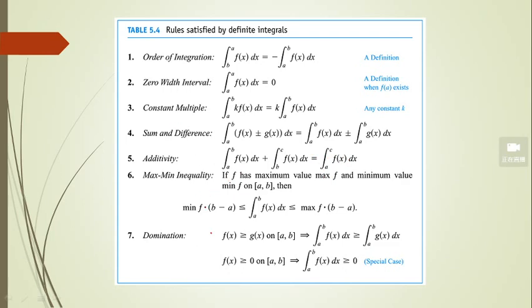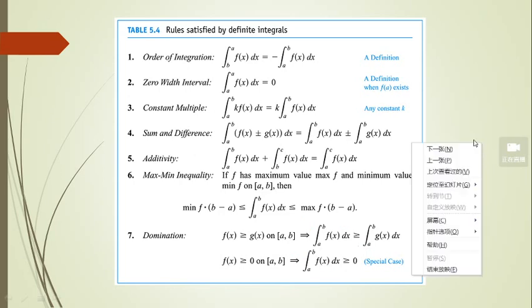And those two, the max-min inequality and the domination, are not required in our textbook. So we will skip those, 6 and 7.